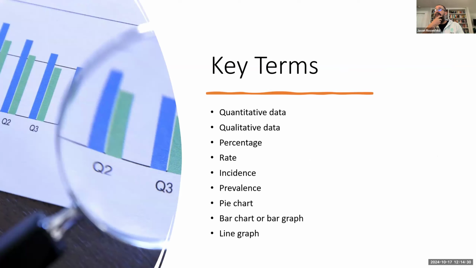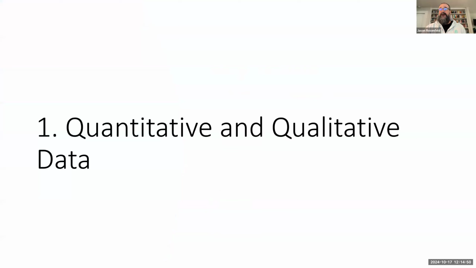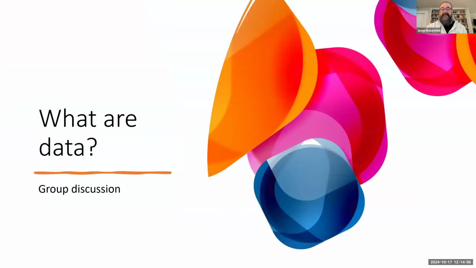So key terms are quantitative and qualitative data, percentages, rates, incidence, prevalence, pie chart, bar chart, and line graph. We'll be going through each of these in a little more detail over the course of the next hour or so. But I'd like to begin with a conversation around, generally speaking, quantitative and qualitative data. So please feel free to unmute and share or just throw something into the chat. What are data? Who can help me with a definition of data? What do you think about when you hear this term data?